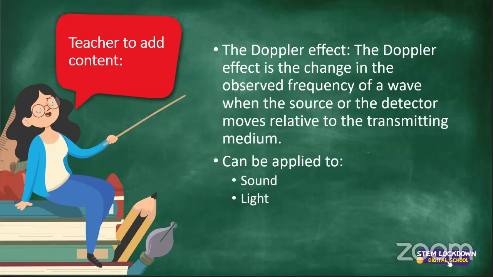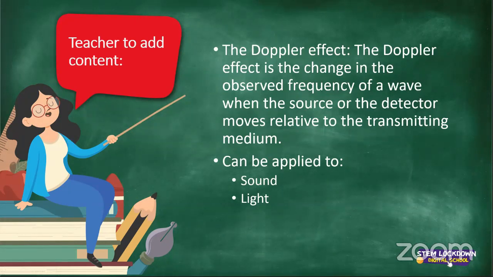So the Doppler effect states that it is the change in the observed frequency of a wave when the source or the detector moves relative to the transmitting medium. What it's basically telling you is you as the observer will hear a different frequency to what the source might give off, based on whether you as the observer are moving away from the source or the source is moving away from you. And we can apply this to sound and to light.